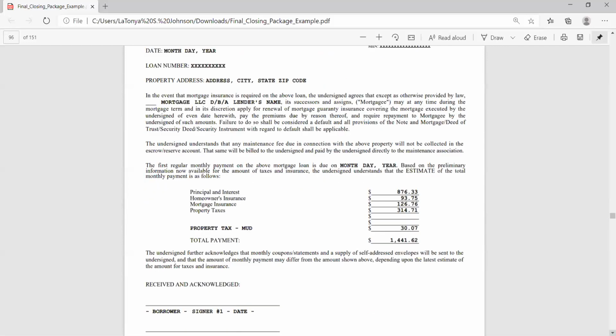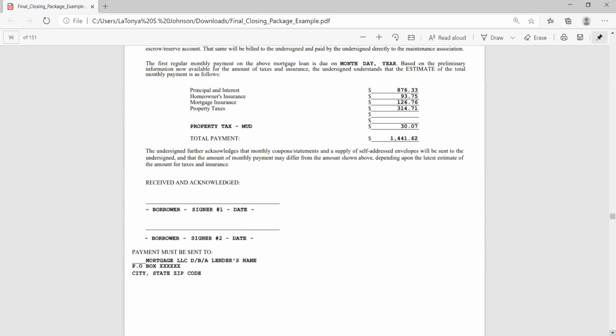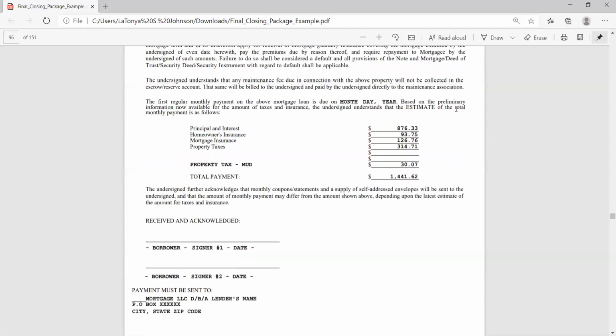First payment letter. This is real important too, because it tells them the day and the month that their first regular payment is due. So this is when they make their first house payment. Okay? And they have to sign this. This is really important, so point this out to your client. That date, when they're expected to make their first house payment, and how much it's going to be.